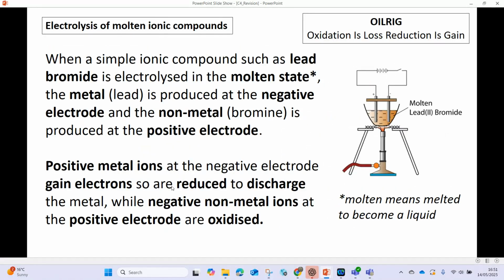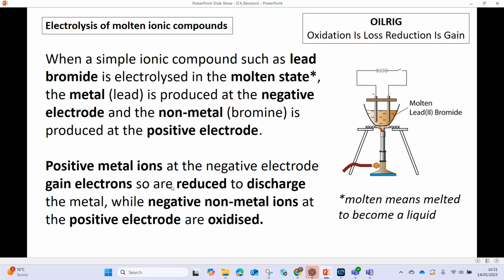Here's an example of electrolysis of molten ionic compounds. For this, we need to use our ideas of OIL RIG, that oxidation is loss and reduction is gain of electrons. And we need to think about the actual charges that are able to move. So when a simple ionic compound, such as lead bromide, and remember in lead bromide, the lead is the metal, the bromine is the non-metal, but it's in an ionic compound, so it'll have charges. What we have to do is melt it and make it become molten, so those charged ions are able to move.